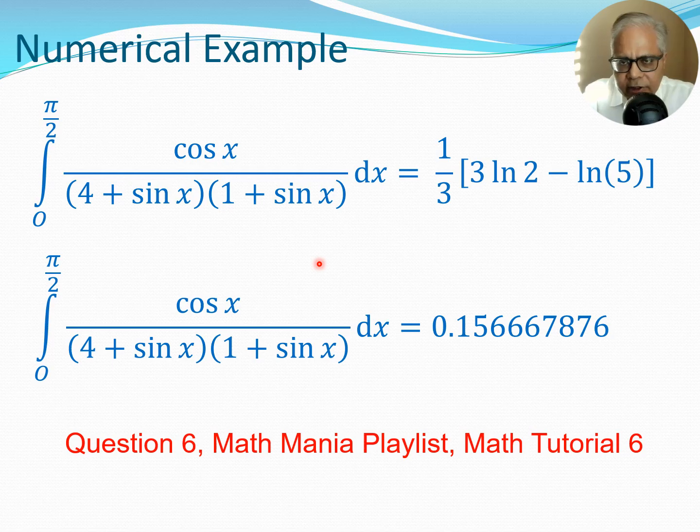Now we are going to subject this rule to a numerical example. We have solved this problem in Math Tutorial 6. I'm going to leave a link to that video in the end screen. And you can see here that as far as this integral is concerned, it can be expressed as 1 by 3 times (3 log 2 minus log 5), which I can write as 0.1566678676. Now, of course, if you want to do this particular integral, you can substitute 1 plus sine x equal to t, and then you can simplify and get this closed form solution.